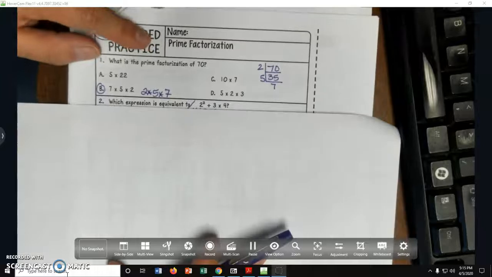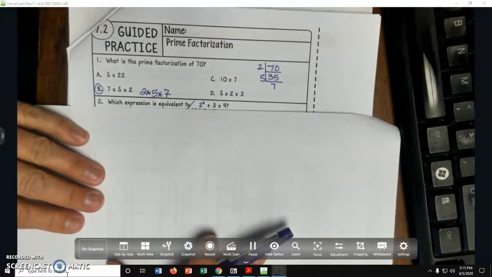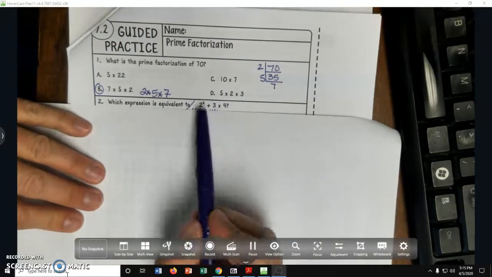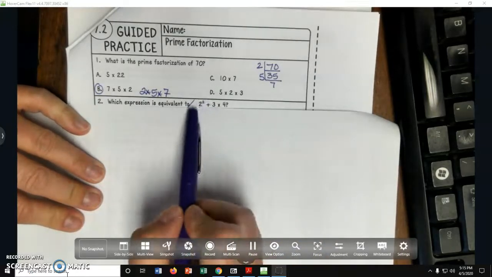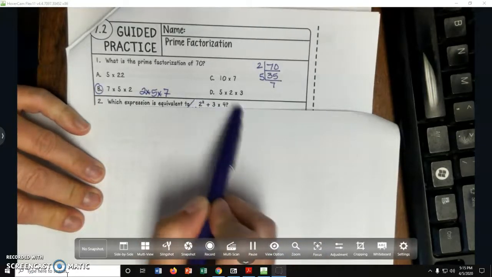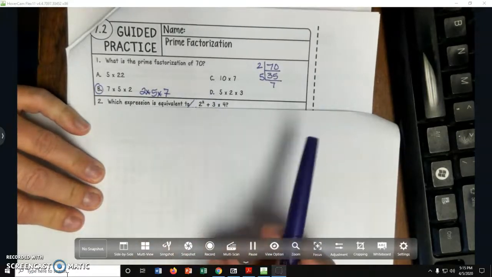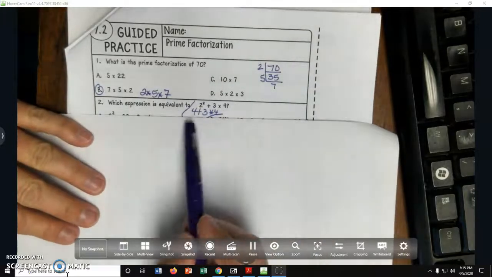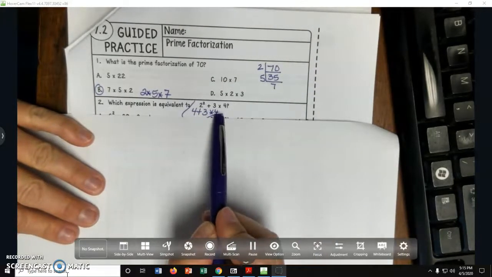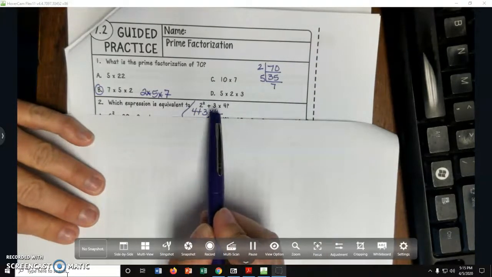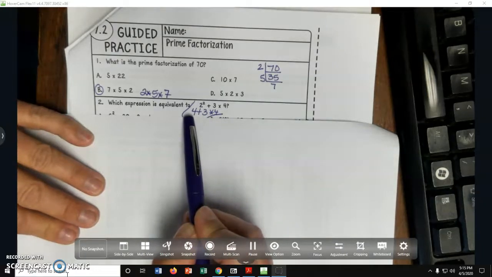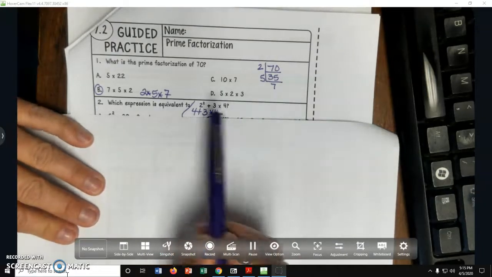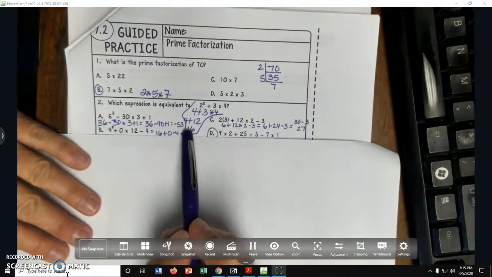Number 2, which expression is equivalent to 2 squared plus 3 times 4? Well, the first thing I need to do is solve that. Following order of operations, remember, we've got to do exponents first. There's no parentheses, so exponents next. Okay, so then I would get 4 plus 3 times 4. Next order of operations says we have to multiply before we add. Okay, so this would be 12 plus 4, which would equal 16.